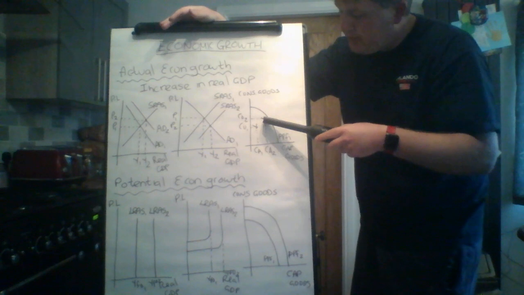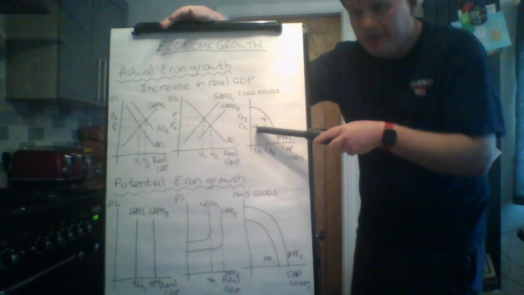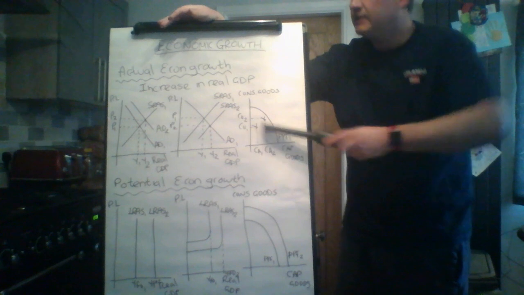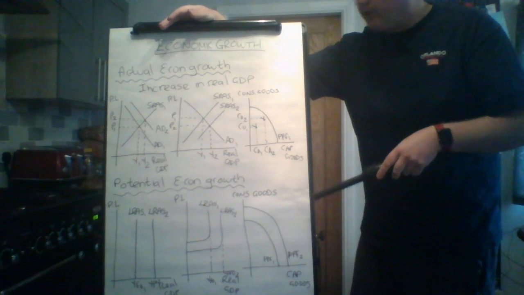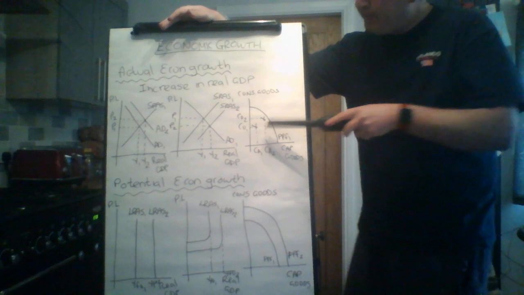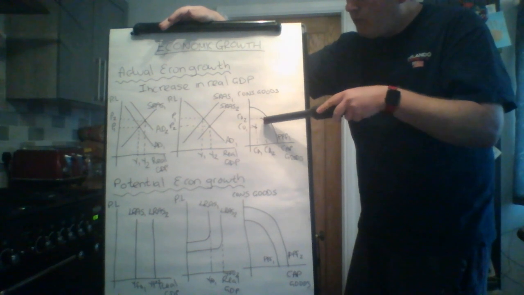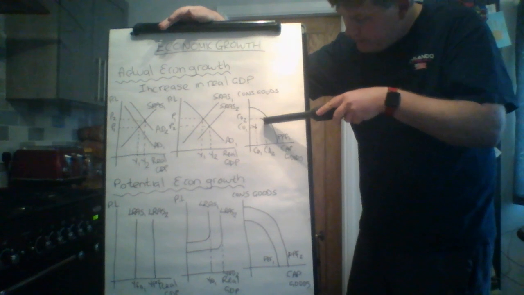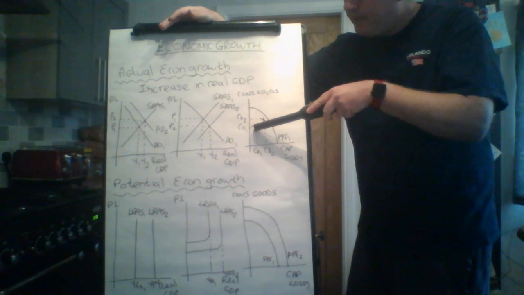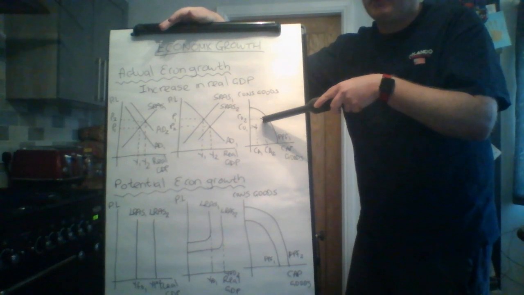If the cross was to move inwards, away from the PPF, it means the economy is experiencing negative economic growth. So at the moment, for example, with all the shops closed and businesses shut down across the country because of the coronavirus, the country's output will be starting to fall. So the economy will be experiencing negative economic growth. So guys, if the cross moves inwards, away from the PPF, we've got negative economic growth. If the cross moves outwards, we've got positive actual economic growth.